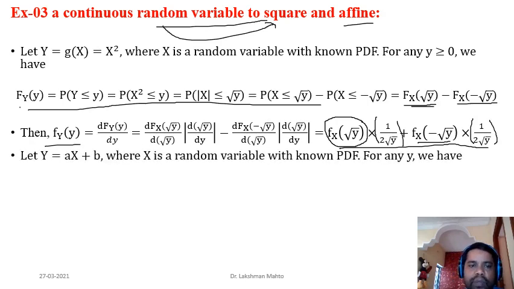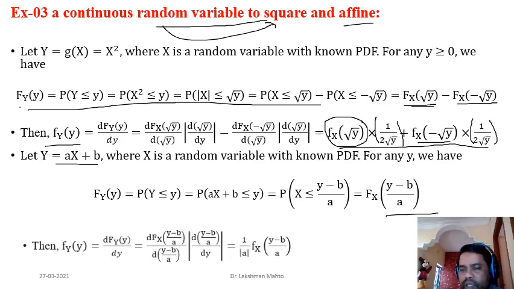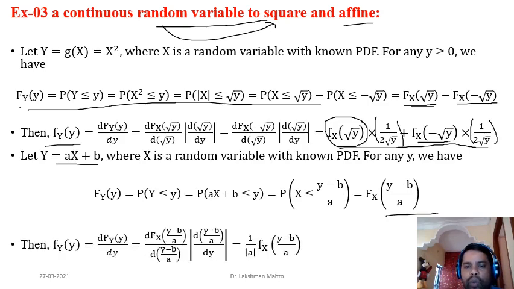Similarly, if you take a linear function, that means y equal to ax plus b, this one is very easy. It is easier than x square. So here again you can get an explicit representation of the CDF of y in terms of the CDF of x. Don't worry about that representation. Another approach is to take the PDF of x and multiply it with the Jacobian of the transformation.